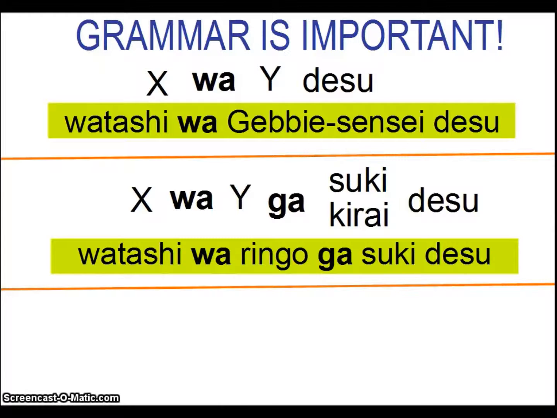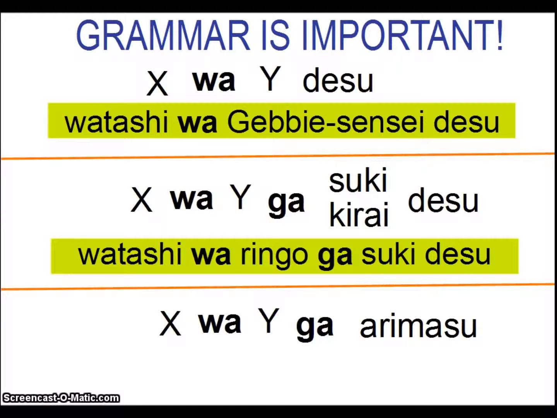The recent form that we've talked about was X wa Y ga arimasu. So the verb aru, arimasu, means to exist, which is why it's kind of hard to translate, and I've often given it two translations, meaning there is or I have or something like that. So when you have X wa Y ga arimasu, you can think of it as X has Y. But if there's no X wa there, then it's more like Y exists.